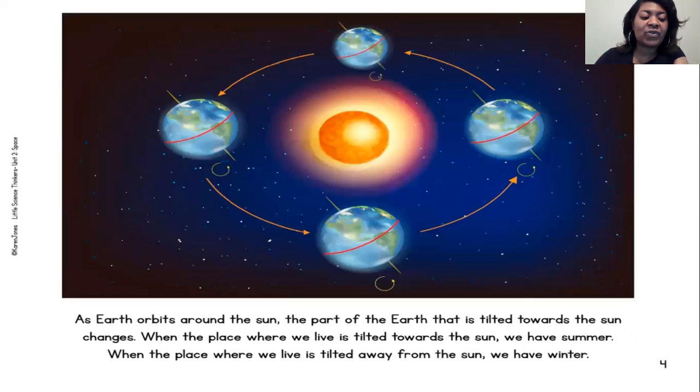As Earth orbits around the sun, the part of the Earth that is tilted towards the sun changes. When the place where we live is tilted towards the sun, we have summer. When the place where we live is tilted away from the sun, we have winter.